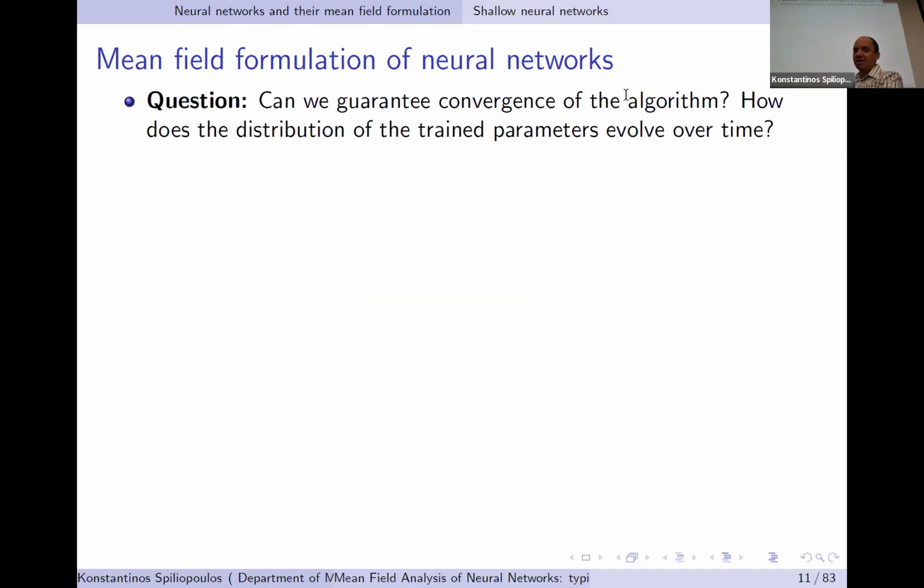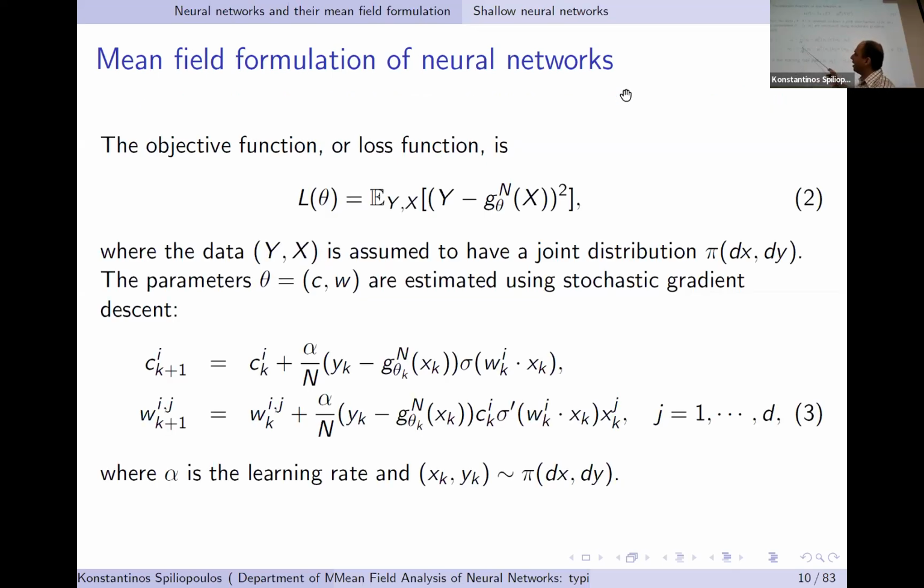Other questions. How does the distribution of the trained parameters evolve over time? So if I take a step back, I have to start from some given time, 0. So when I start, I initialize from some random distribution. Let's say C is from some uniform, W is from some normal. So I just flip a coin, or I draw a random number, and then that evolves. So then I can think of these Ci's and Wi's as particles.